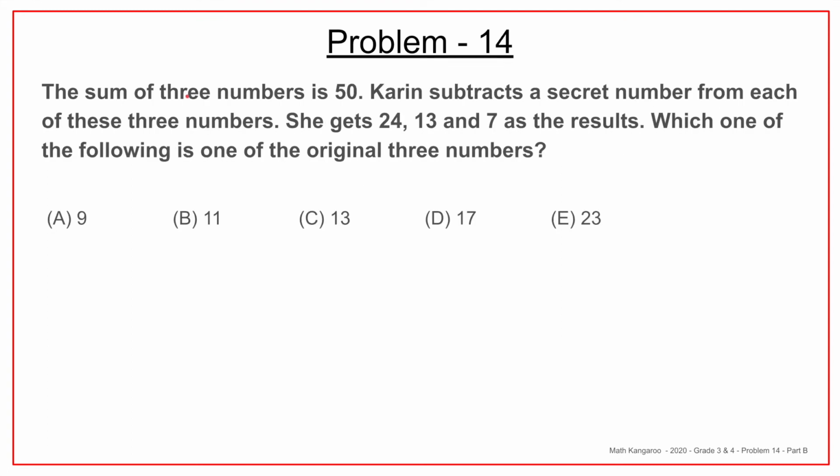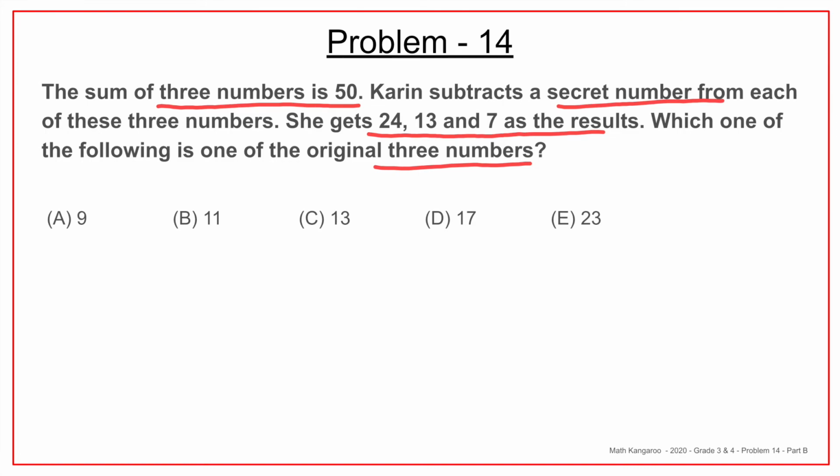Problem 14. The sum of 3 numbers is 50. Karen subtracts a secret number from each of these 3 numbers. She gets 24, 13, and 7 as the results. Which one of the following is one of the original 3 numbers? These are our options. Our goal is to figure out which of these is one of the original numbers before Karen subtracted her secret number.